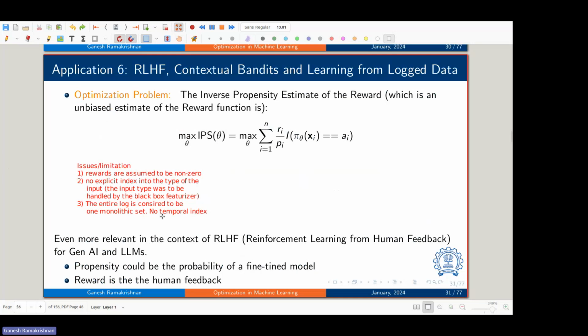And the other thing is, the entire log is considered to be one monolithic set. But there could be a temporal aspect. It has been evolving over time. What mattered 10 years back probably doesn't matter now, or what mattered 1 month back probably doesn't matter. And this propensity, in the case of RLHF, as I said, could be the probability of a fine-tuned model, and the human reward could be the human feedback. But yes, these are some limitations.